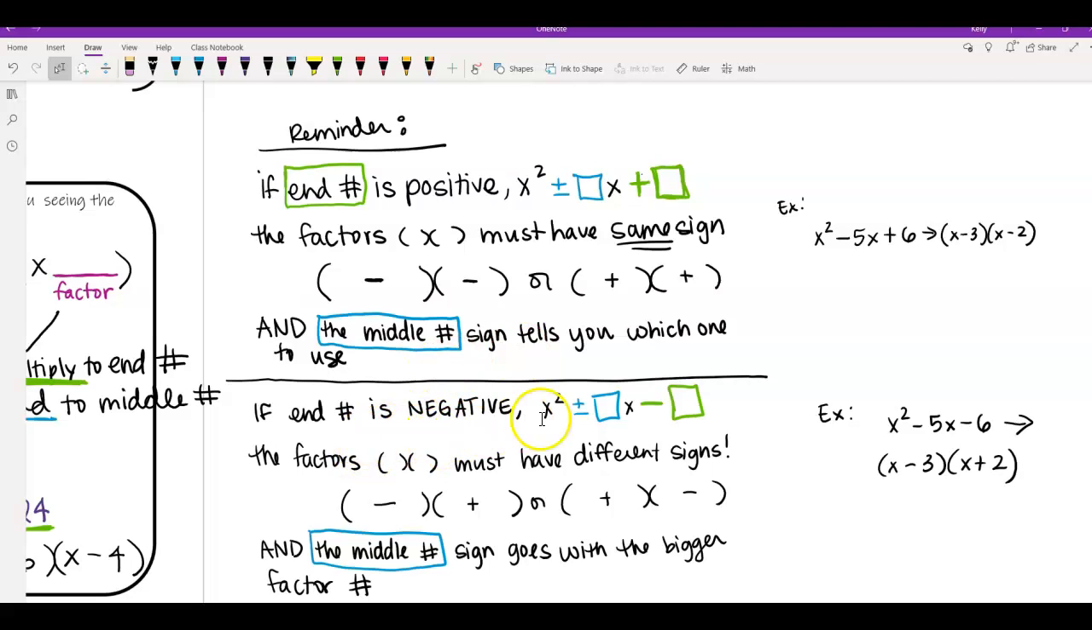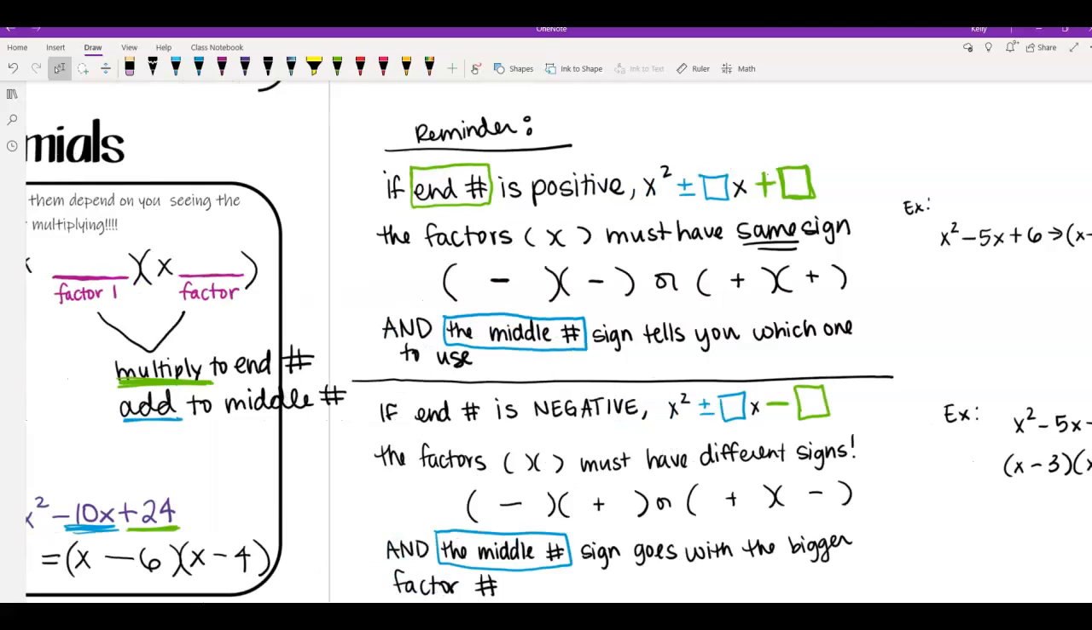Then we also talked about what if the end number is negative. So if that last number is negative, that means you have to have two different signs, so 1 plus, 1 minus, and the middle number goes with your bigger factor number. So again, if I have x squared minus 5x, this time minus 6, I'm going to use 3 and 2 again, but they have to be different signs, so 1 minus, 1 plus, and the minus sign that I got with my negative 5 goes with my bigger number, which would be 3. So there's a little bit of review on that whole sign part for you too.